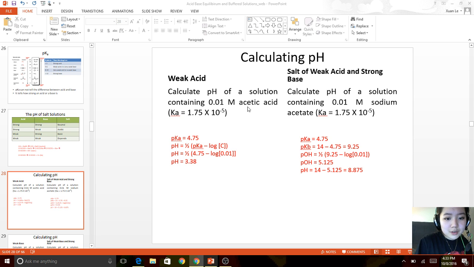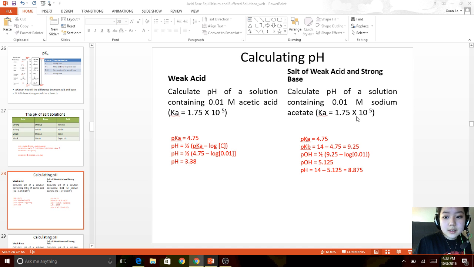So to solve this one right here, acetic acid is a weak acid, and so all we have to do is plug in the Ka. We would have to find the pKa value, which is just negative log of Ka, giving us 4.75, and then just plugging in 4.75 and then the original concentration, 0.01, we're going to get the pH is equal to 3.38.